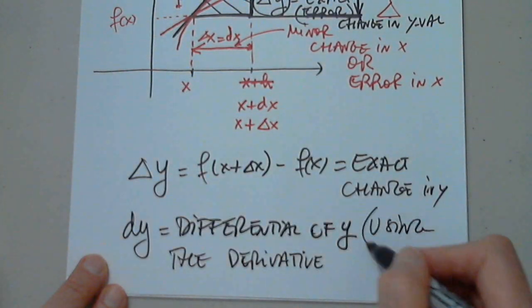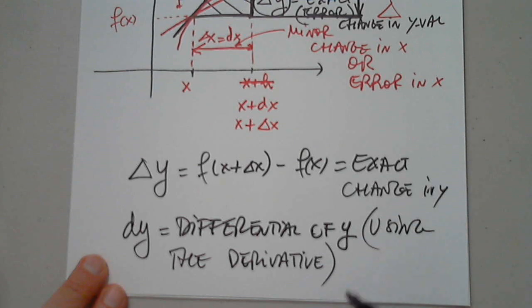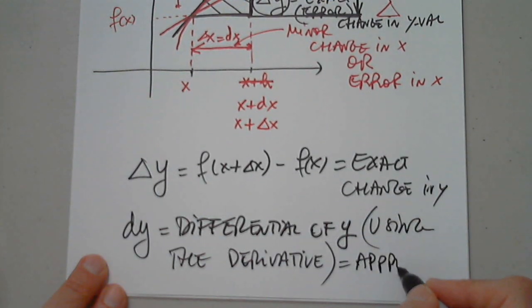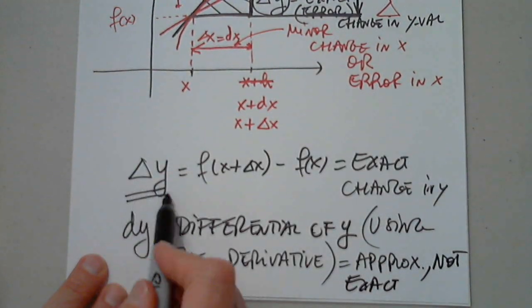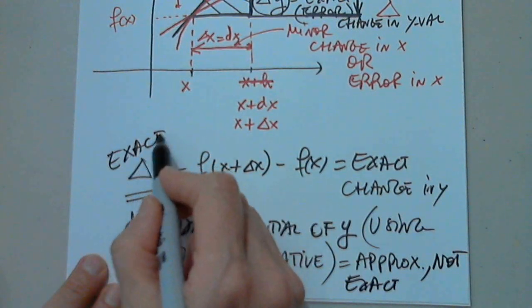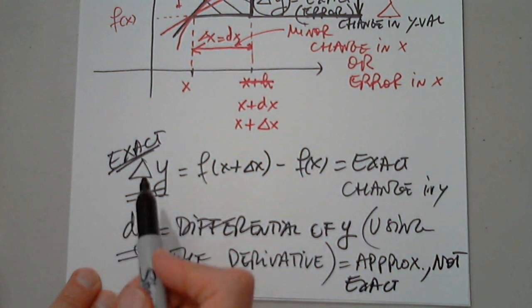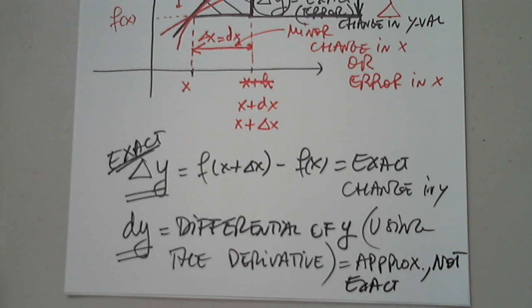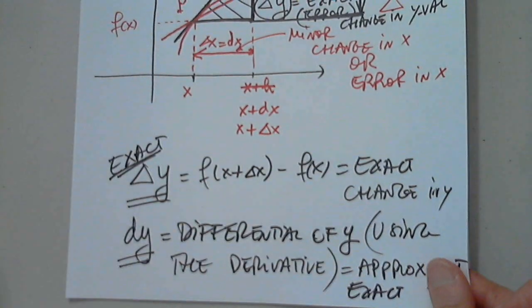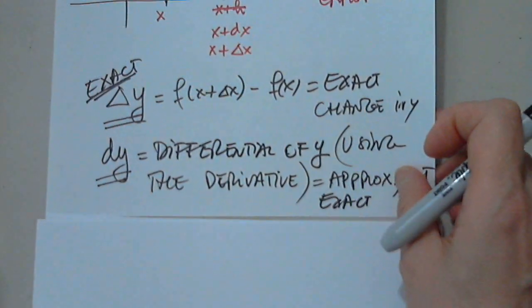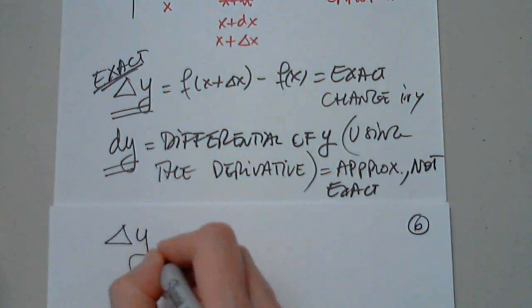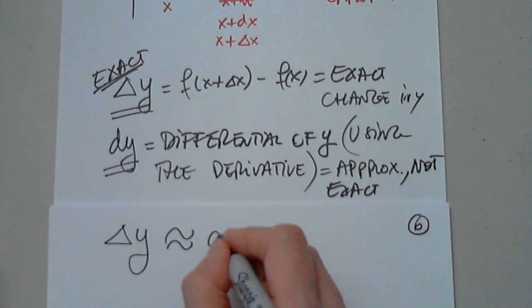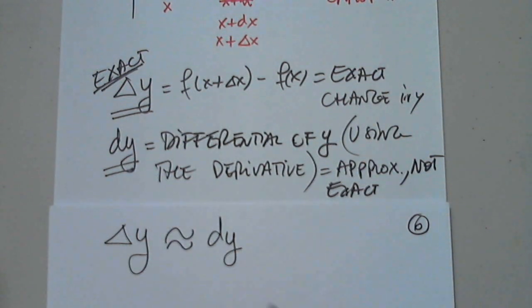In other words, this is approximate. It's not the exact. I'll say not exact. This is exact. This is an approximation of the exact error or change in the y value. Okay, where are we going with this? Okay, we will write exactly what we just said. delta y is approximately dy.